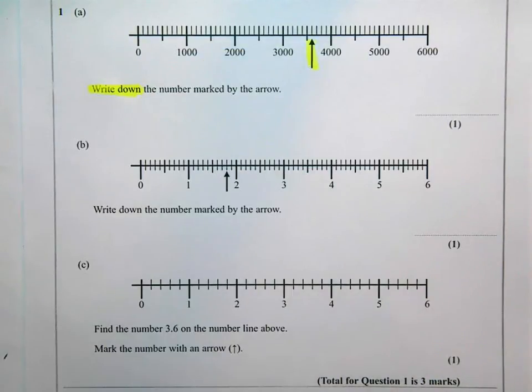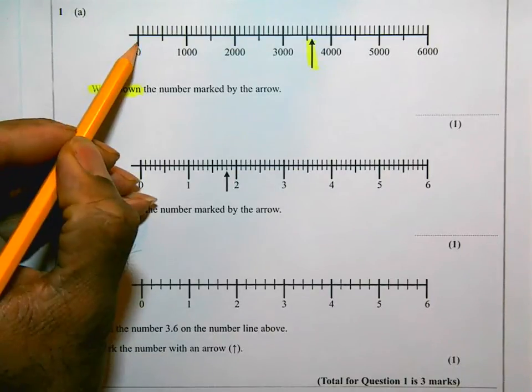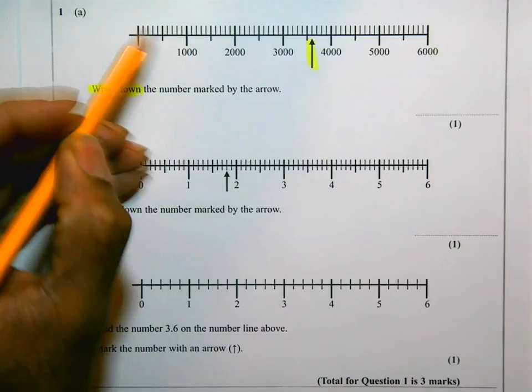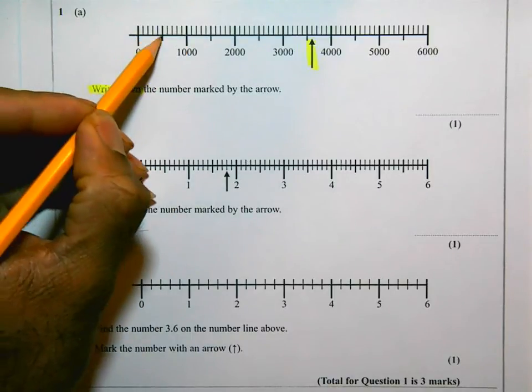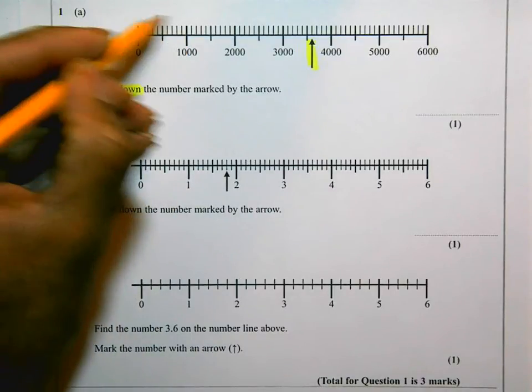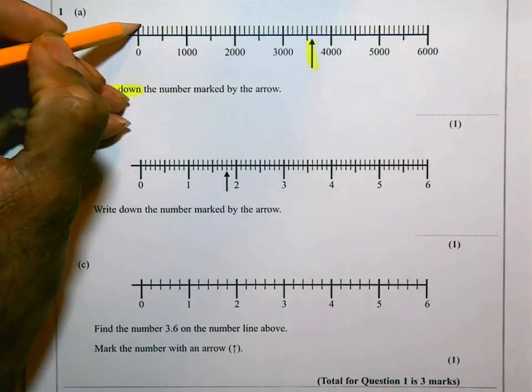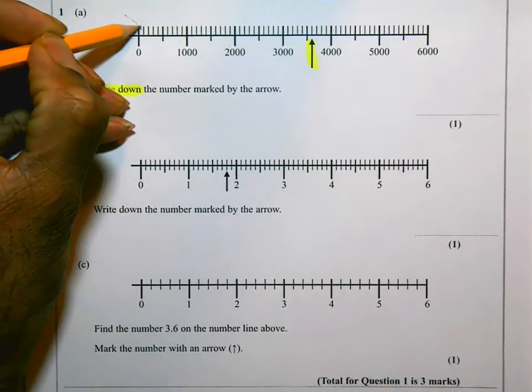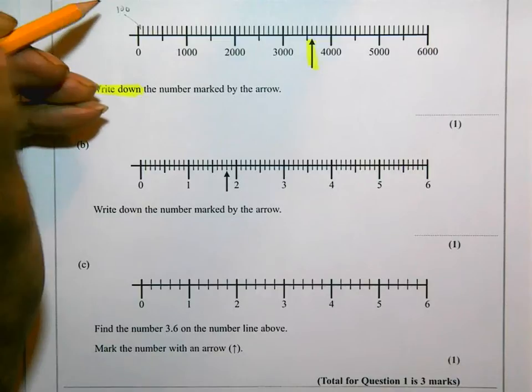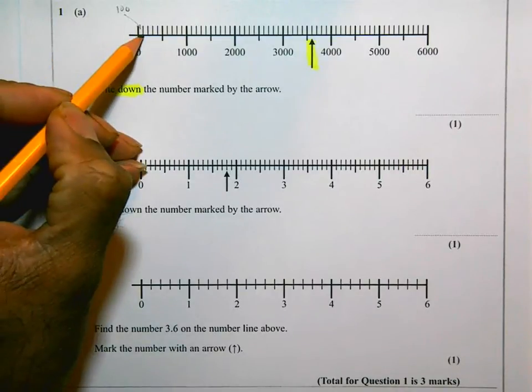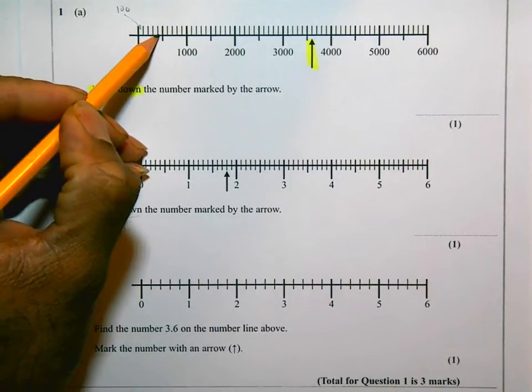Now, it's important when you're reading scales that you know what each of the sections on the scale stands for. So that's going from 0 to 1,000, and there are 5, 10 bits in there. So each one of those tiny sections there is going to stand for 100. So that goes like 100, 200, 300, 400, 500, all the way up to 1,000.